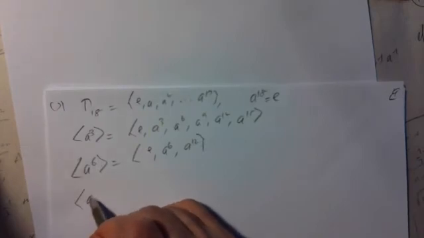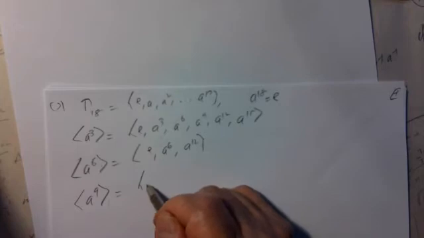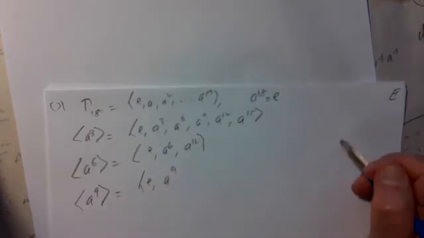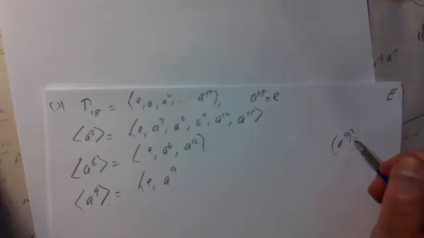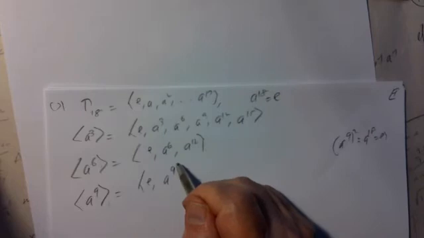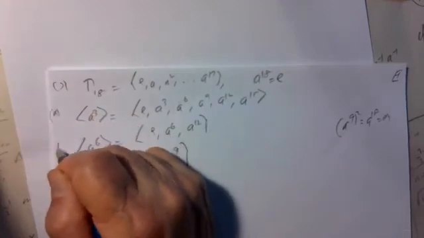What about the subgroup generated by a to the 9th? So that has e, a to the 9th. But once you calculate a to the 9th squared, that's a to the 18th. That's the identity. So this subgroup only has 2 elements in it. Okay.